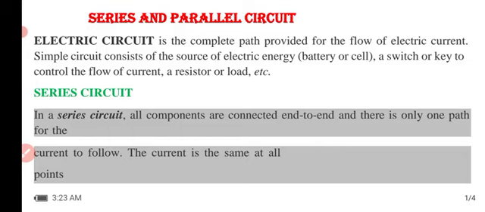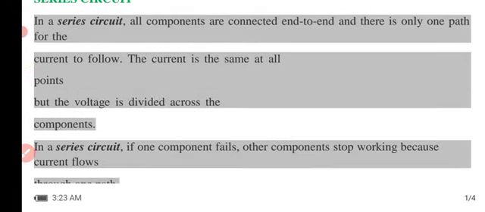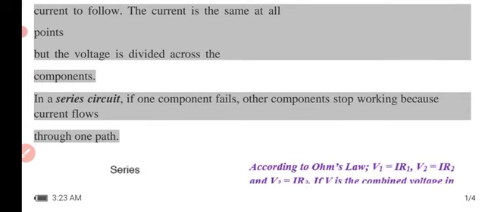Now, the words series and parallel describe how components are connected in an electric circuit. So when we say series circuit, all components are connected end to end, and there's only one path for the current to follow. That makes the current the same at all points, that is across all components in a series circuit, but voltage is always divided across the components. In a series circuit, if one component fails, other components stop working because current flows through one path.